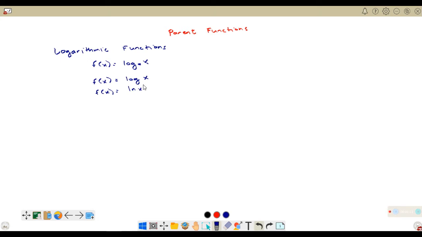Logarithm of x with a is equal to 10, and of course, ln x with the base, which is equal to e.